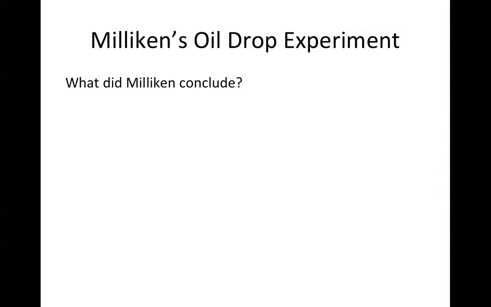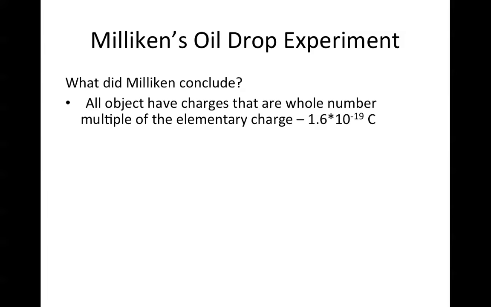So I want to start here by reviewing Millikan's oil drop experiment. What did Millikan conclude in the oil drop experiment? Wait for it. His main conclusion was that all objects have charges that are whole number multiples of the elementary charge. The elementary charge was 1.6 times 10 to the negative 19th coulombs. And every single oil drop had a multiple of that charge. There was never 1.5 times that charge. It was always 1, 2, 3. So we went 1.6, 3.2, 4.8, so on and so forth. Charge cannot be broken into fractions.